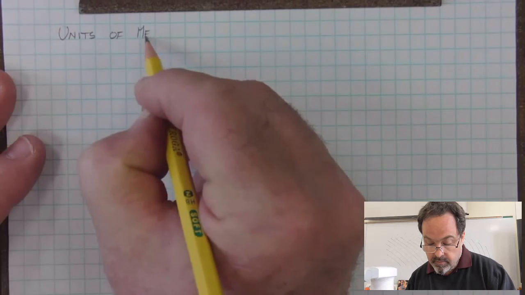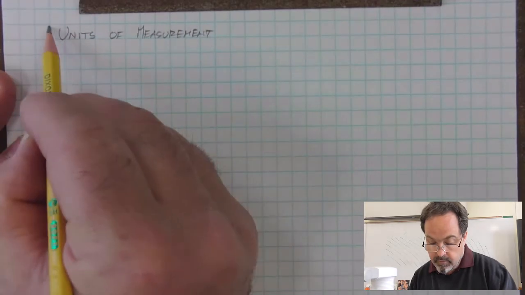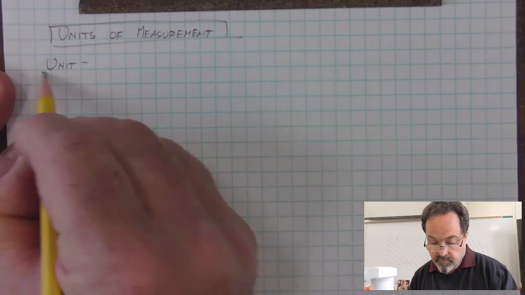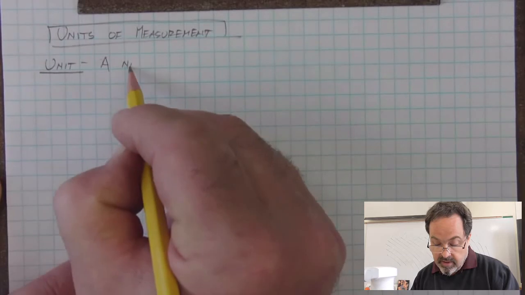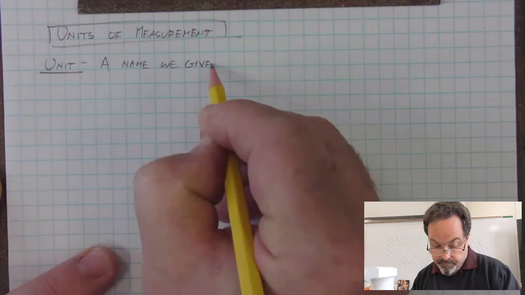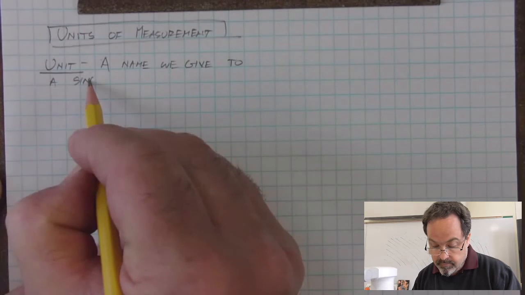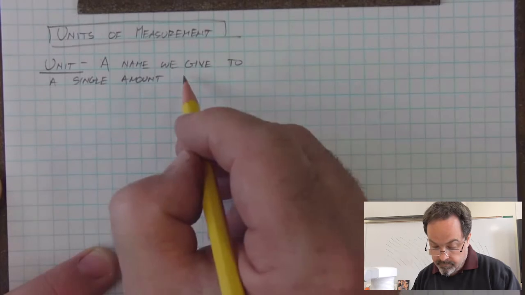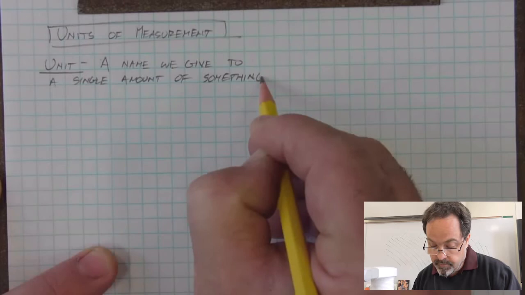Units of measurement. What is a unit? Let's define it as we use it in mathematics. A unit is a name that we give to a single amount of something that can be measured or counted.